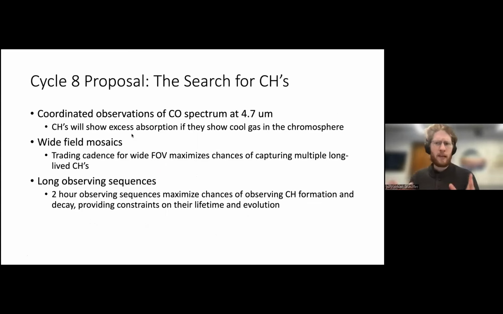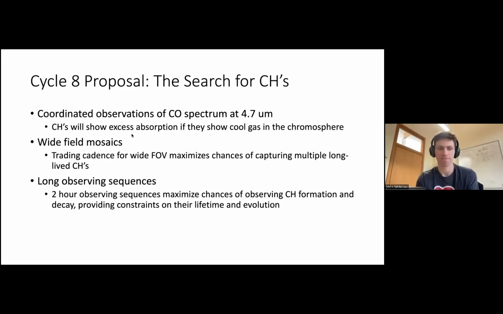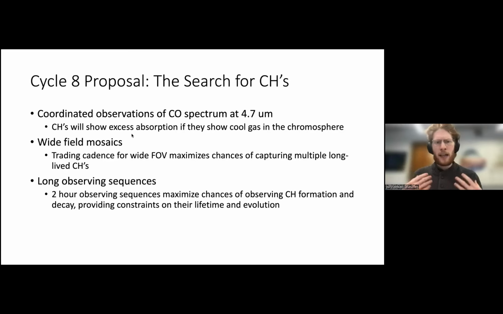And so to test this, I designed an ALMA proposal executed last year in cycle 8 to essentially study chromospheric holes in band 6 and 7 while coordinating observations with the infrared spectrum of carbon monoxide. And so this just goes over how we set it up. Essentially, we tried to prioritize wide fields of view in order to maximize our chances of capturing multiple chromospheric holes.